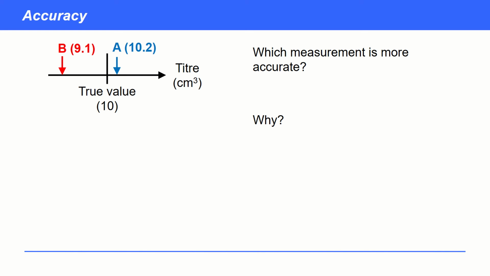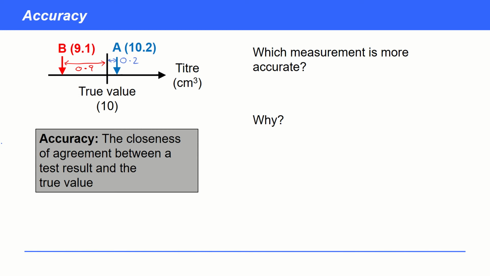Well, hopefully you realise that A was the more accurate, and hopefully you had an idea of why, being that actually A is far closer to the true value. If we look at the difference between B and the true value, we're about 0.9 centimetres cubed away, whereas A is only 0.2 centimetres away. So the closer you are to the true value, the more accurate your measurement is. And indeed, this is the definition of accuracy: the closeness of agreement between a test result and the true value.